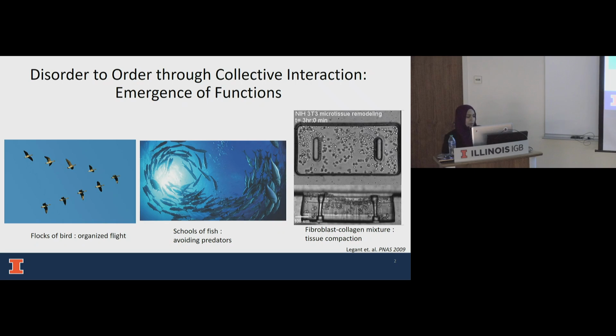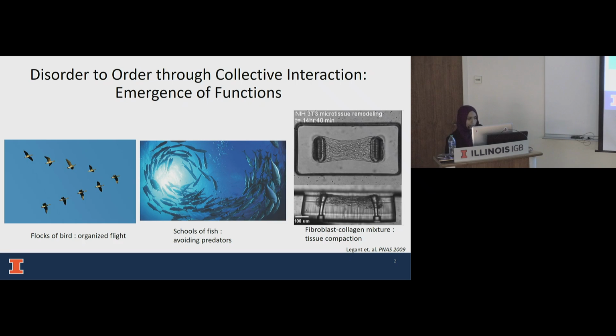In biological systems, we observe the emergence of collective behavior and pattern formation in a wide range of species, and these patterns facilitate different functionalities. For example, in flocks of birds, the functionality is organized flight. Fishes move together to avoid predators. And for cell-ECM systems, such as here in this fibroblast collagen mixture, one such collective behavior is the compaction of tissues, as you can see here. The cells collectively interact with each other, as well as the ECM protein, which here is collagen, and gradually compact the tissue.